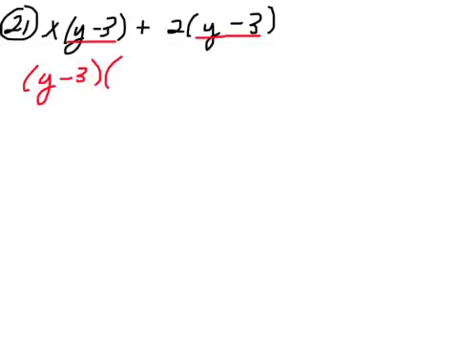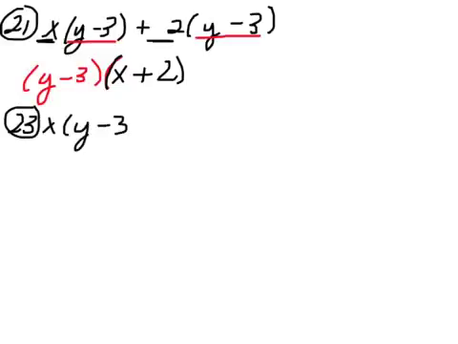Now, what are my leftovers? My leftovers out of the first term is an x, and out of the second term is a plus 2. We'll do one like that. Number 23 is similar. I'll go ahead and just run through it real quick in case you're struggling with it.